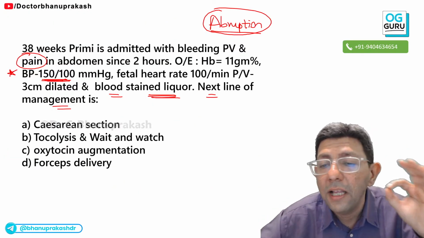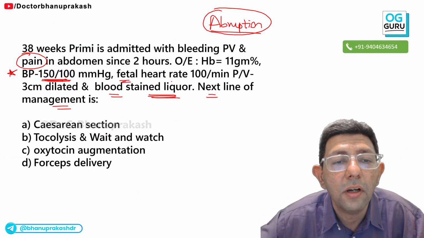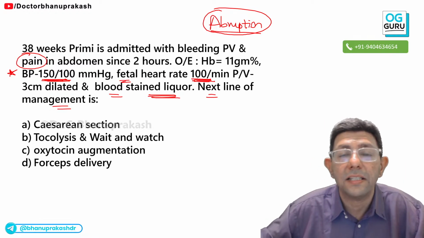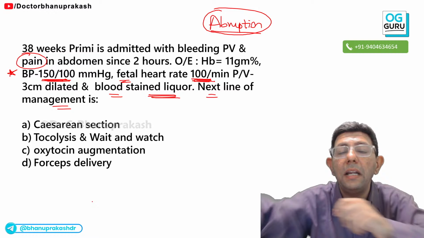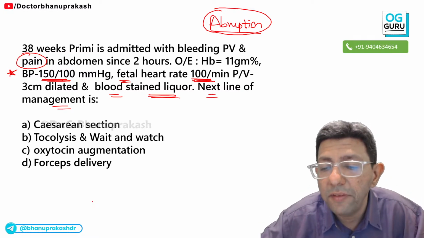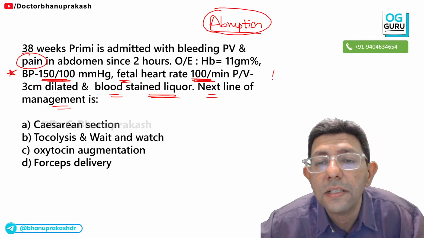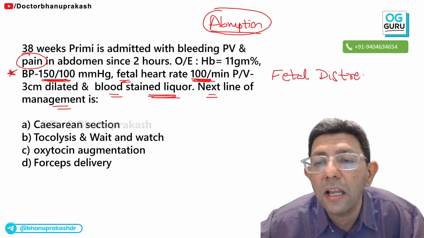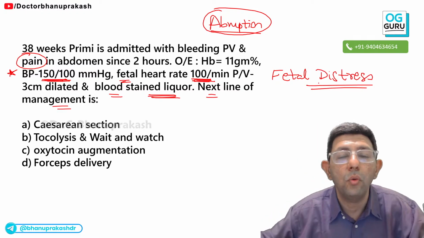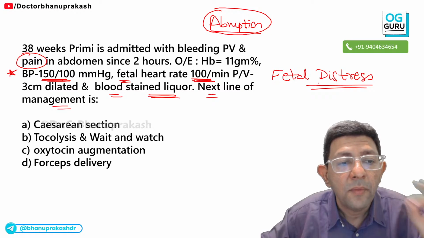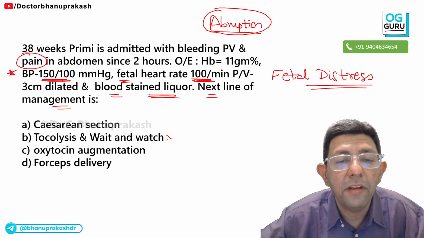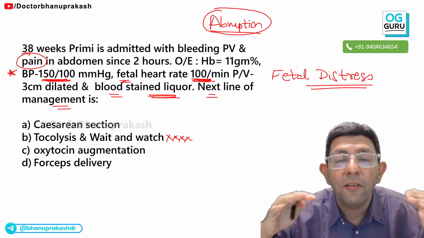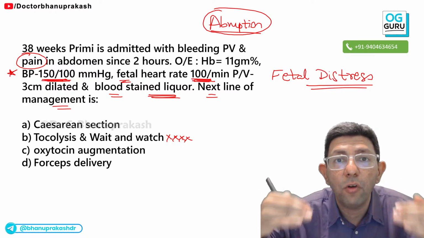Please all of you look over here. What is the fetal heart rate? The normal fetal heart rate is 110 to 170. So the fetal heart rate here is on the lower side. This is indicative of fetal distress. Is this understood to all of you? If in fetal distress you wait and watch, you will go to jail, meaning punishment, because if you wait and watch, the baby will die.